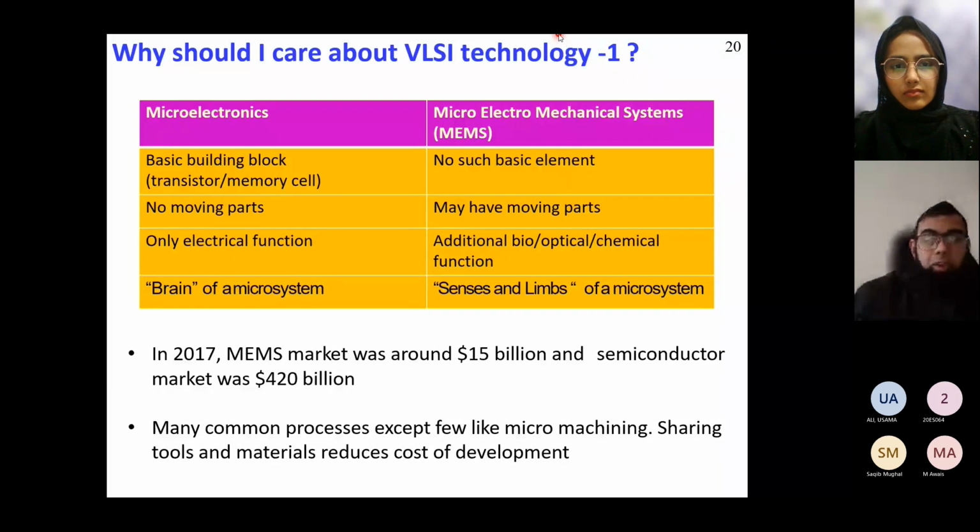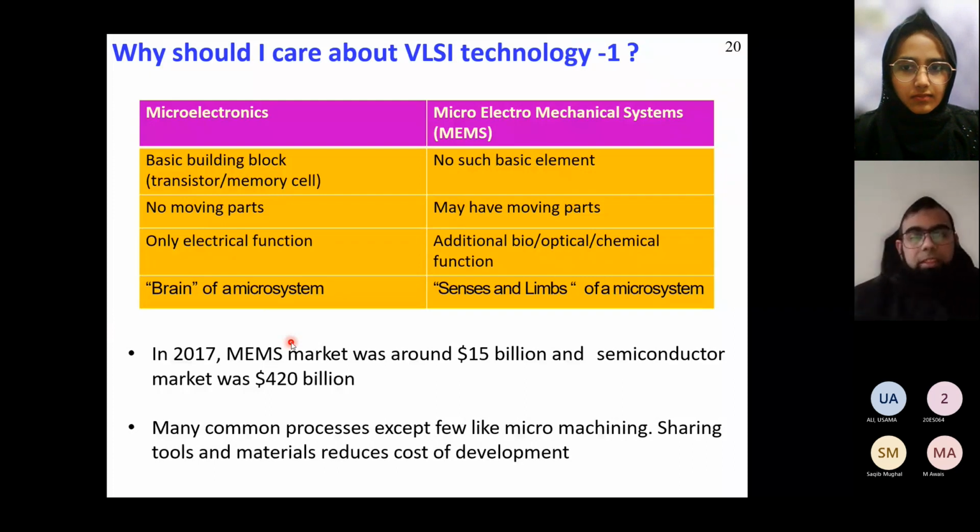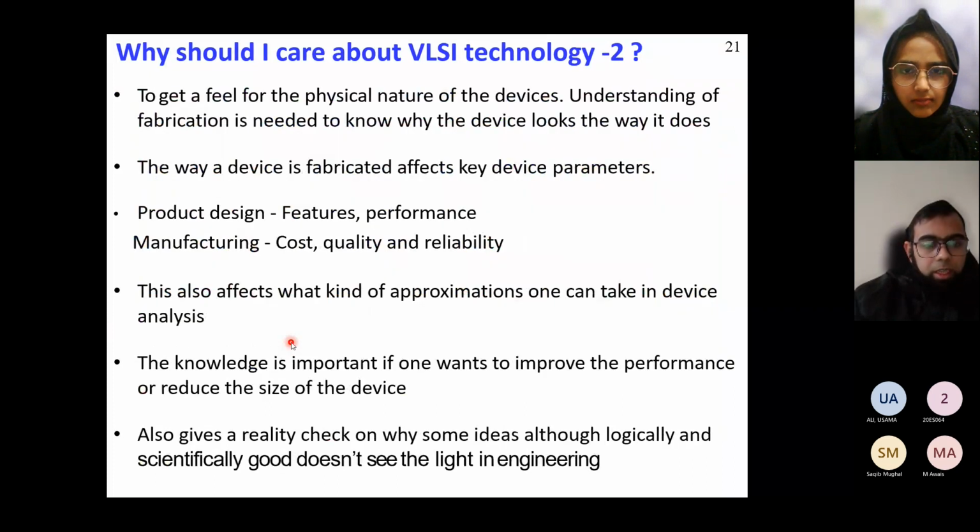The MEMS market was around 15 billion, but the semiconductor market is around 420 billion, and it's increasing day by day. It was 2017, now it is 2023, and everywhere it's the same thing, right? This industry is basically running in parallel to data science. So it's the need of the hour, and many people are investing in this. I think I should skip this.